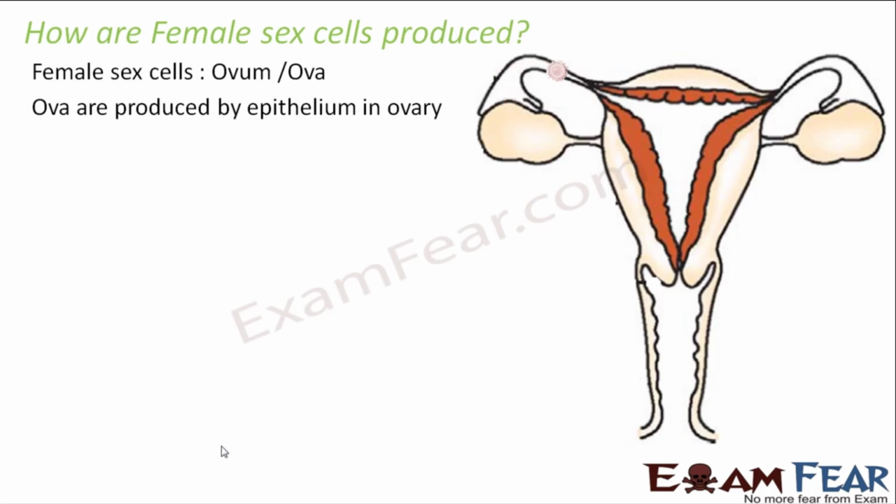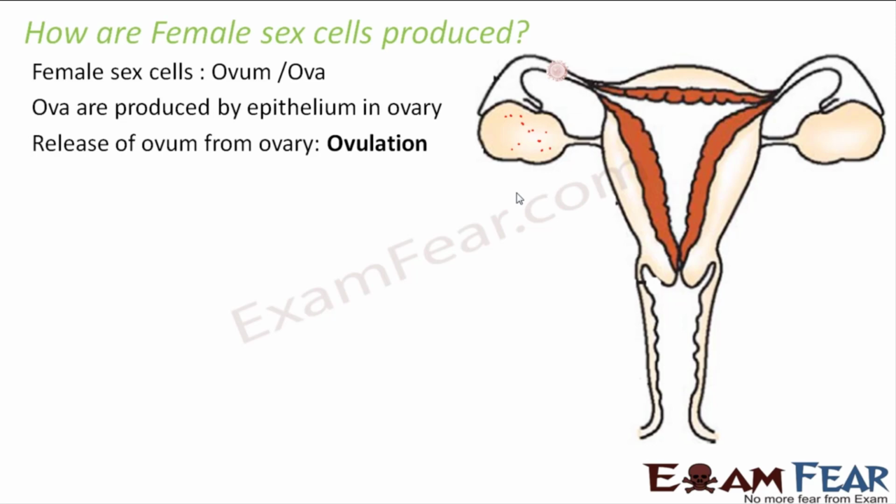So here you can see, as I said just now, that there are so many, not only one egg, there are several ova present inside this ovary. But after reaching puberty, every month one egg becomes matured and that egg will be released out of the ovary. This release of egg or ovum from the ovary is known as ovulation. So every month, one matured egg will get released from the ovary.